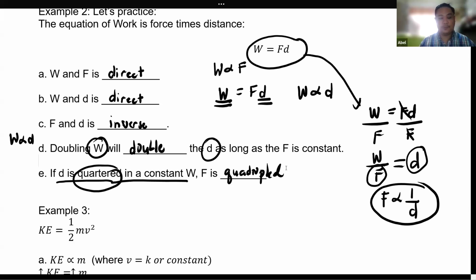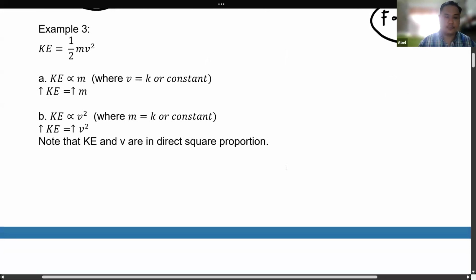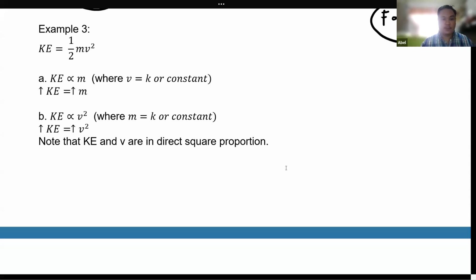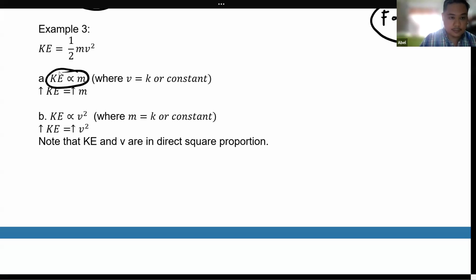Okay? So now, let's try to look at example number 3. Kinetic energy is defined as 1/2 mv squared. Now, again, if you're going to look here, kinetic energy, or KE, is directly proportional to m, wherein increasing the KE, we're going to increase also the mass, provided that the v is constant.